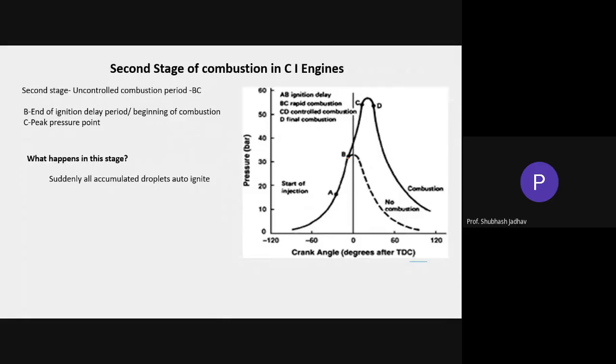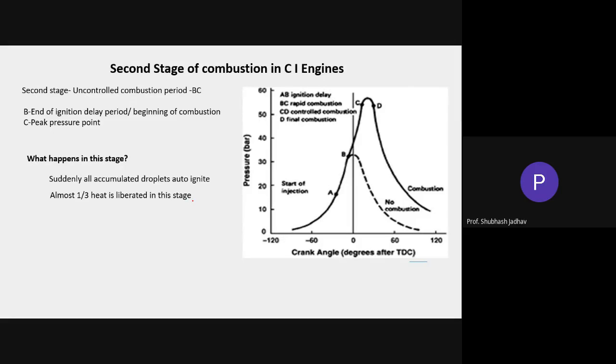Suddenly going to auto ignite. Almost 1/3 of the heat is liberated in this stage. How much heat is going to be liberated? Out of the total heat liberated throughout the combustion, all the 4 stages, 1/3 of the heat is going to be liberated in this stage. 1/3, almost 1/3, or rather more than 1/3.